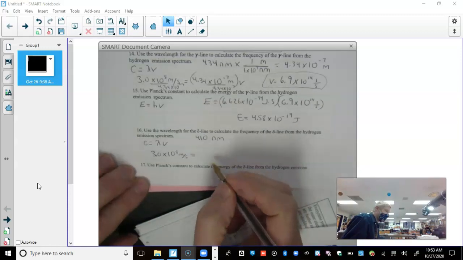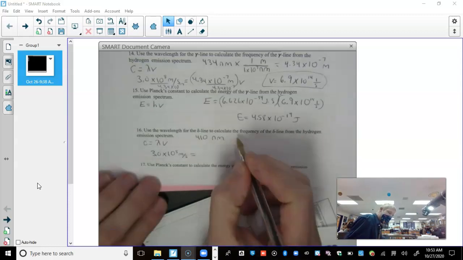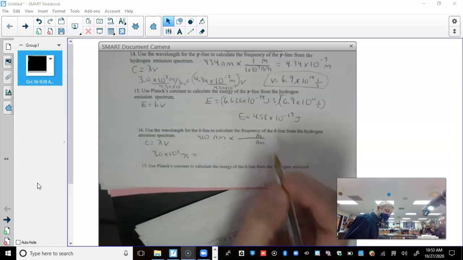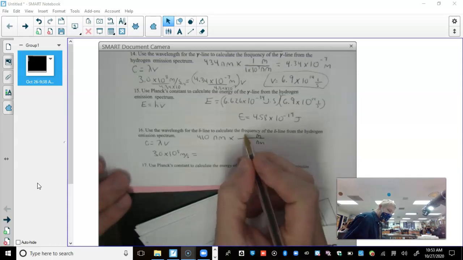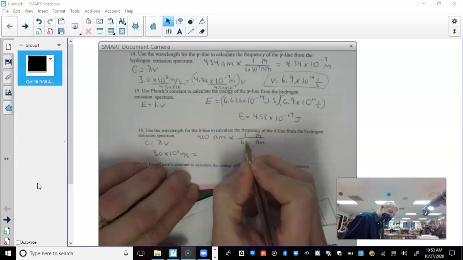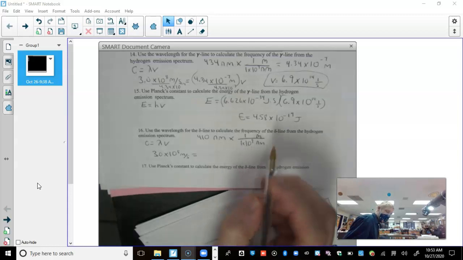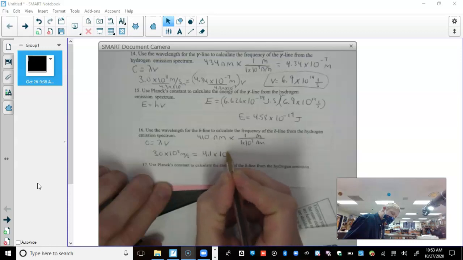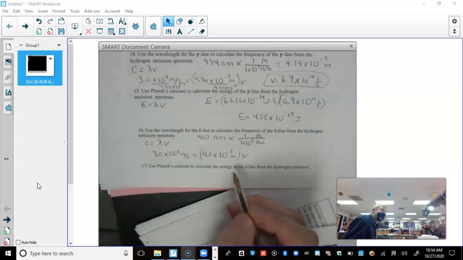This equals our wavelength times frequency, but our wavelength is in nanometers, and we want it to be in meters. So what do we convert it to? Like, what's our conversion factor? How many nanometers are in a meter? Anybody know? You got it. 1 times 10 to the 9th. So when we take 410 times 1 divided by 1 times 10 to the 9th, we're going to get 4.1 times 10 to the negative 7th meters. That's our wavelength times our frequency.